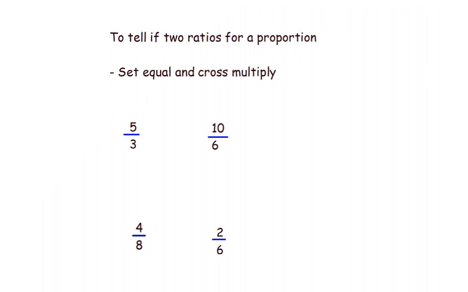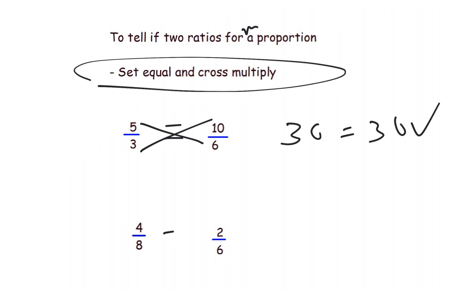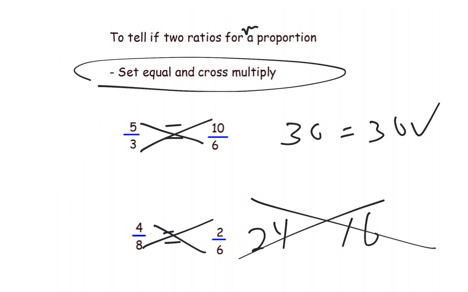All right, so your IXL, they're going to ask you to tell if two ratios form a proportion. So what you're going to do is set them equal and cross multiply. What's 5 times 6? And then this way, what's 3 times 10? That's equal, it does. What about here? What's 4 times 6? And what's 2 times 8? So does that one form a proportion? No, that doesn't. That's all you have to do.